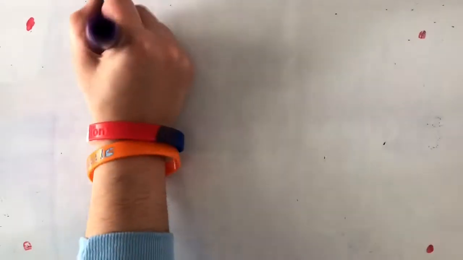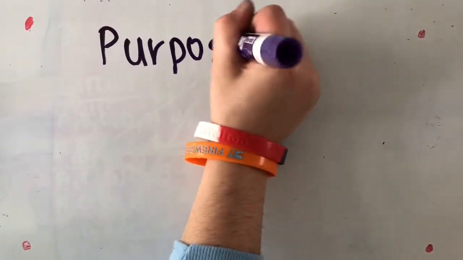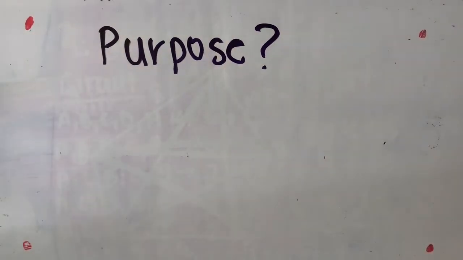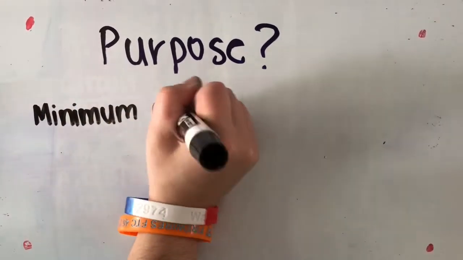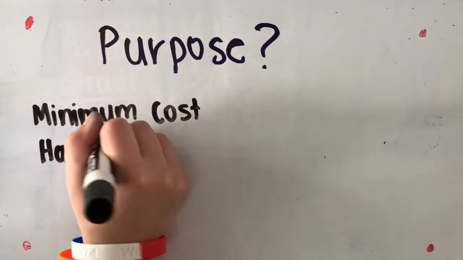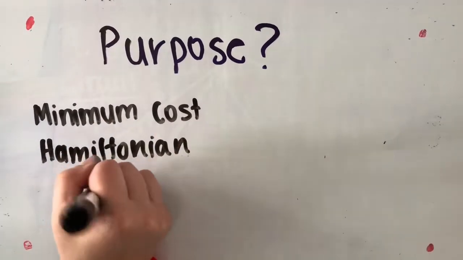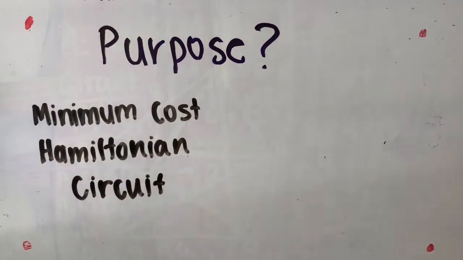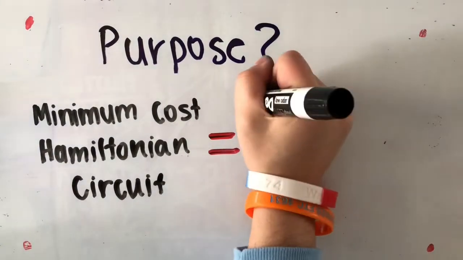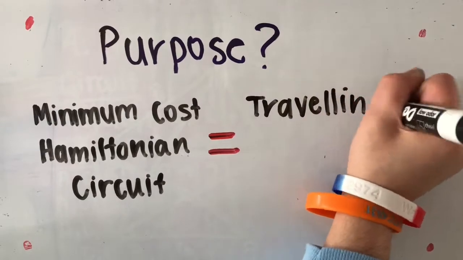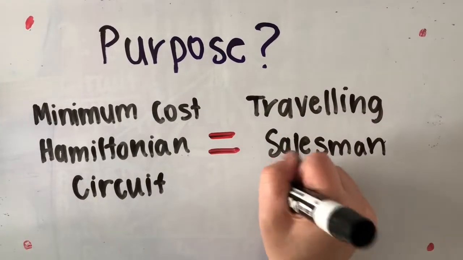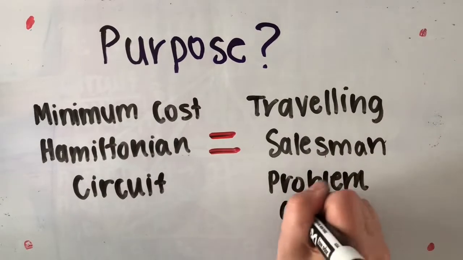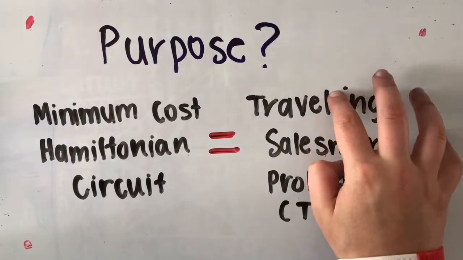So you might ask, what's the purpose of it? The purpose of a Hamiltonian circuit is to find the minimum cost Hamiltonian circuit, which means to find the path with the least total weight. Another way of calling a minimum cost Hamiltonian circuit is a traveling salesman problem. This second name comes from the fact that a problem people often do with Hamiltonian circuits is to find where a traveling salesman should go, like what path they should take when visiting multiple places.